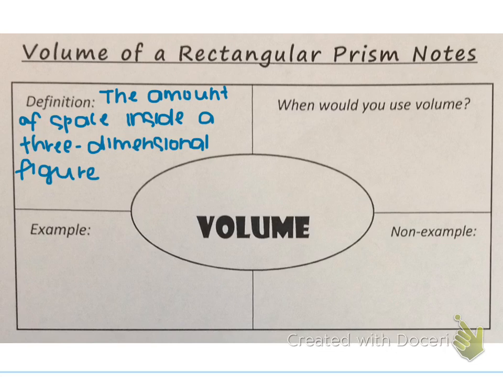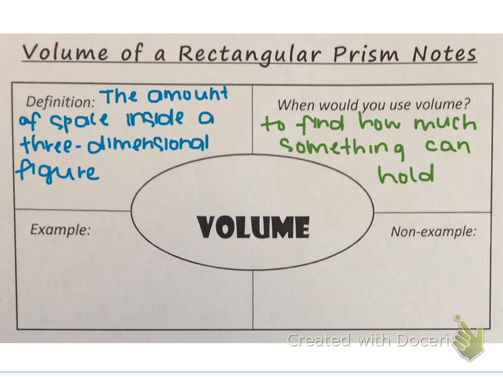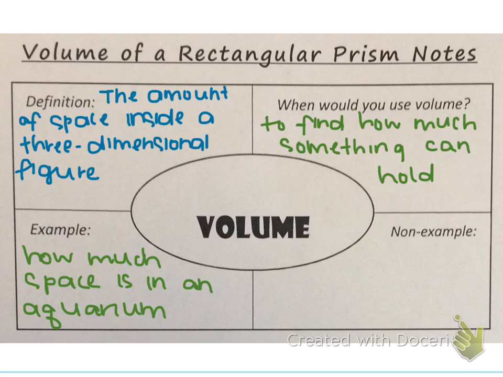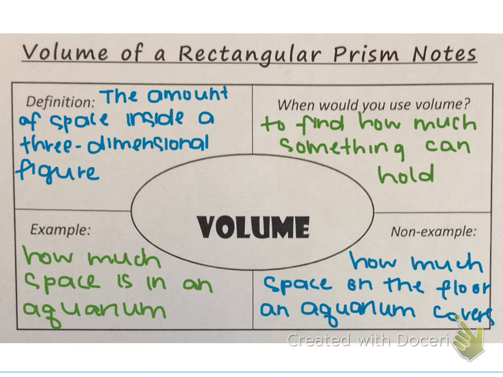When would you use volume? To find how much something can hold. For example, how much space is in an aquarium? A non-example would be, how much space on the floor an aquarium covers?